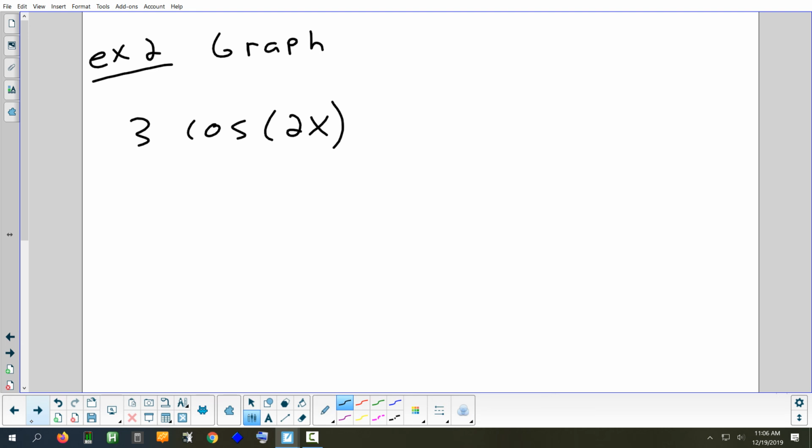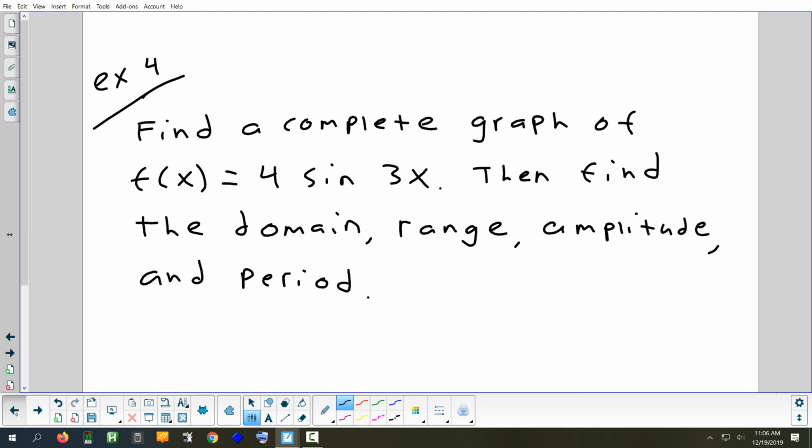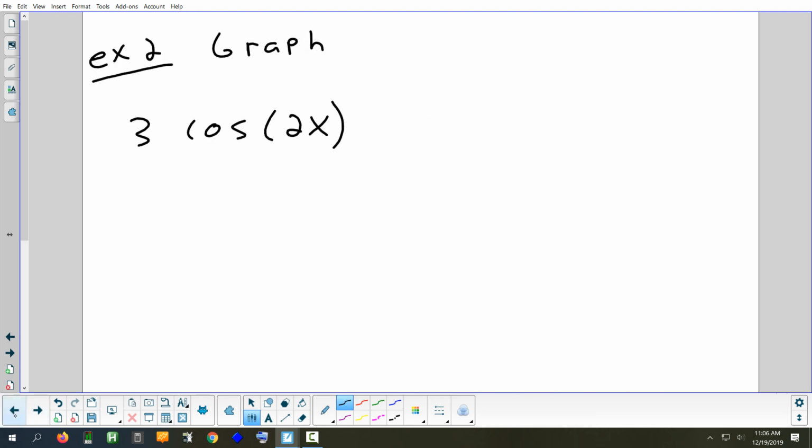All right, let's try this one. 3 cosine 2x. What number am I going to focus on first as my first transformation? The 3 or the 2? The 2. So let's make a table of that, cosine 2x.